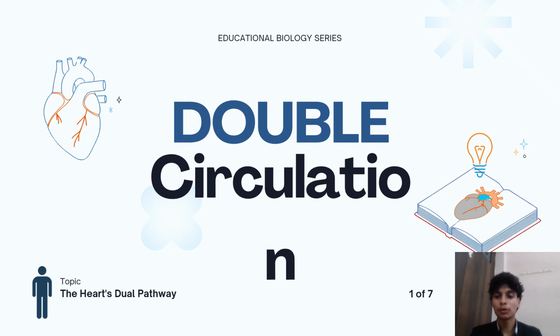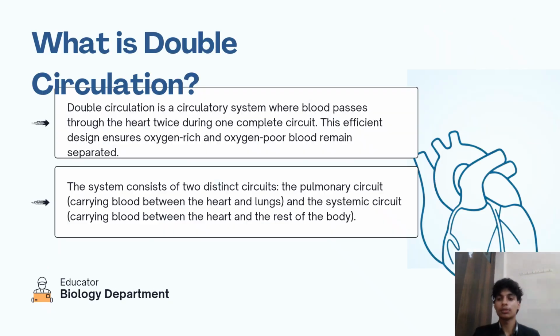Hello everyone, my topic is double circulation. So first of all the question is what is double circulation? It is a circulatory system where blood passes through the heart twice during one complete circle.